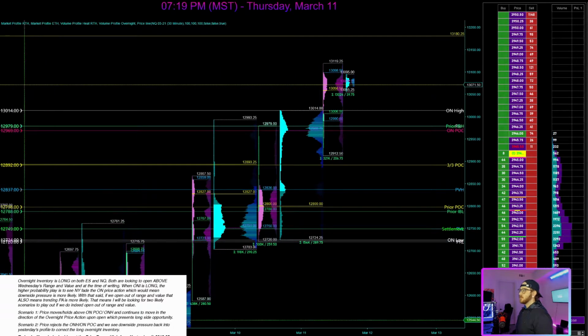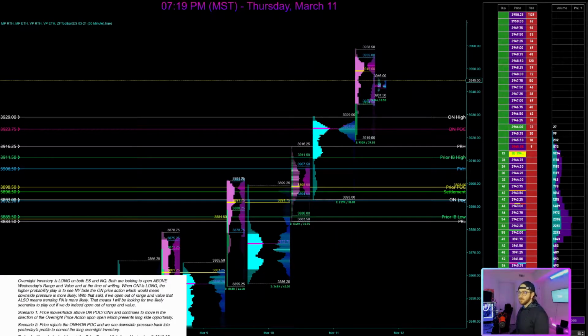All right, so I'll move back to ES while I read the rest of this. When overnight inventory is long, the higher probability play is to see New York fade the overnight price action, which could mean seeing downside pressure. However, if we open outside of range and value, especially above range and value, that also means that trending price action is the higher probability.